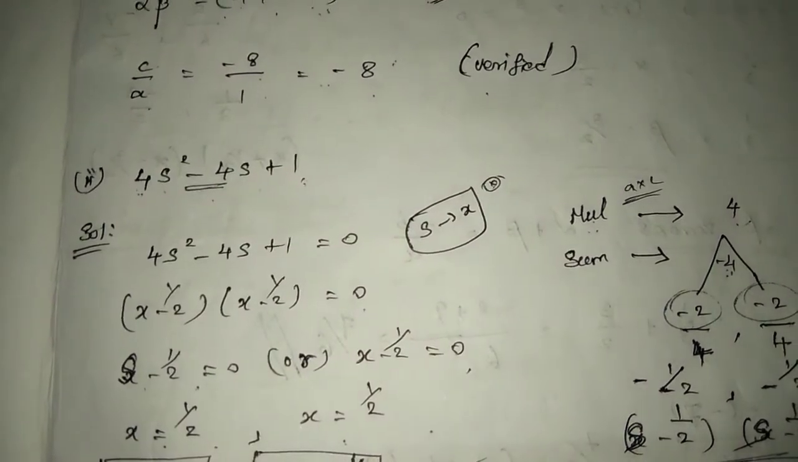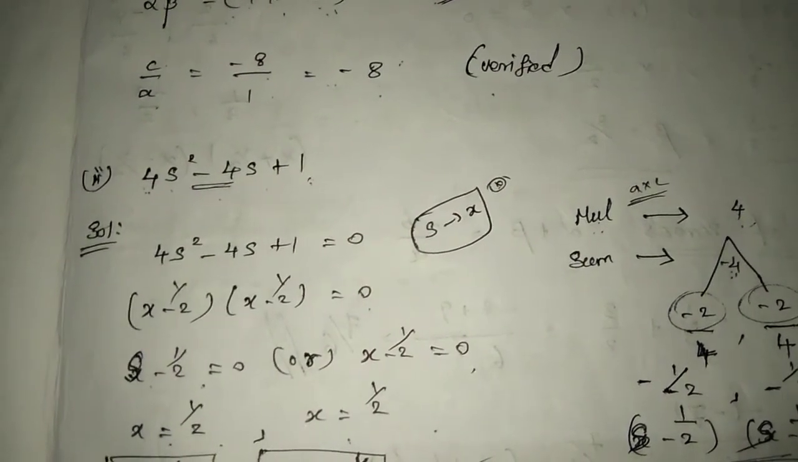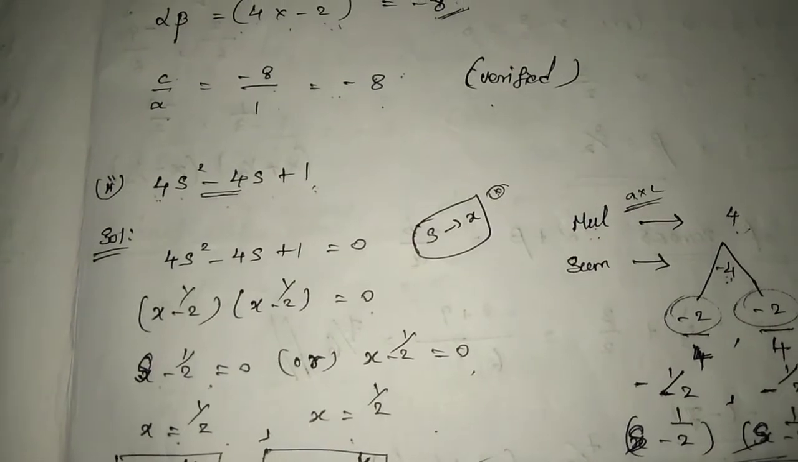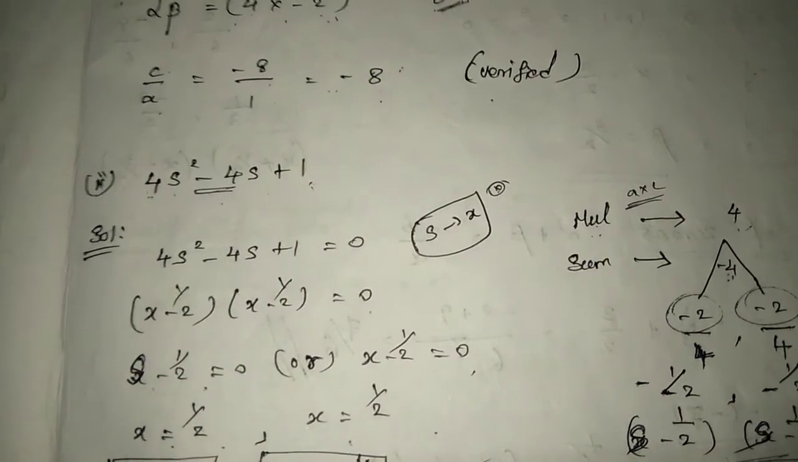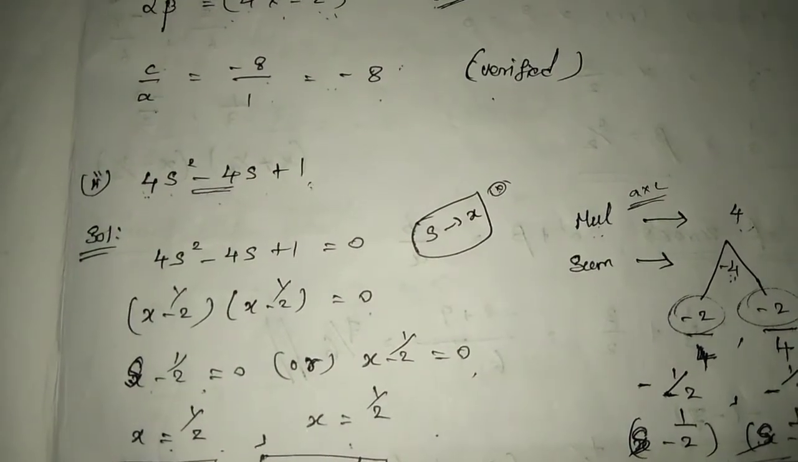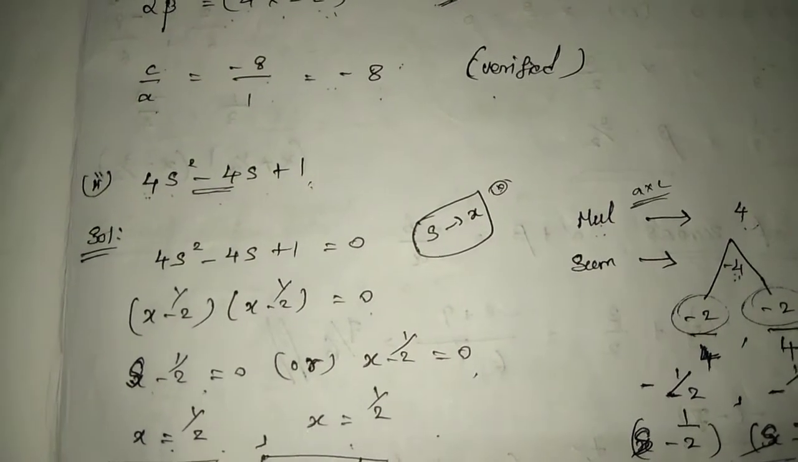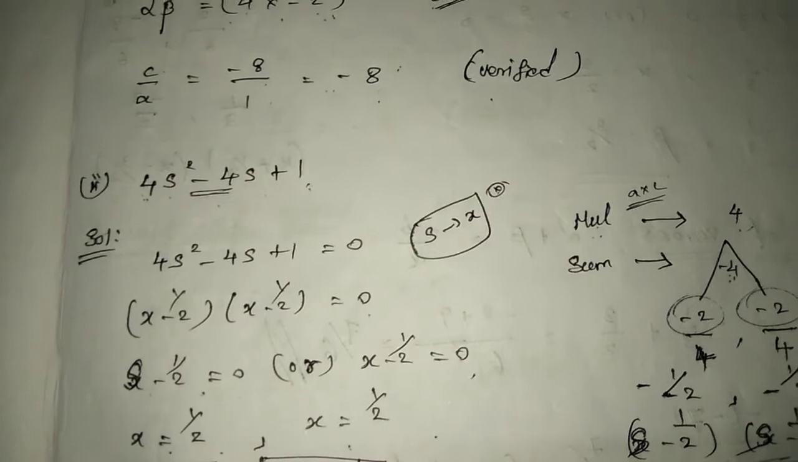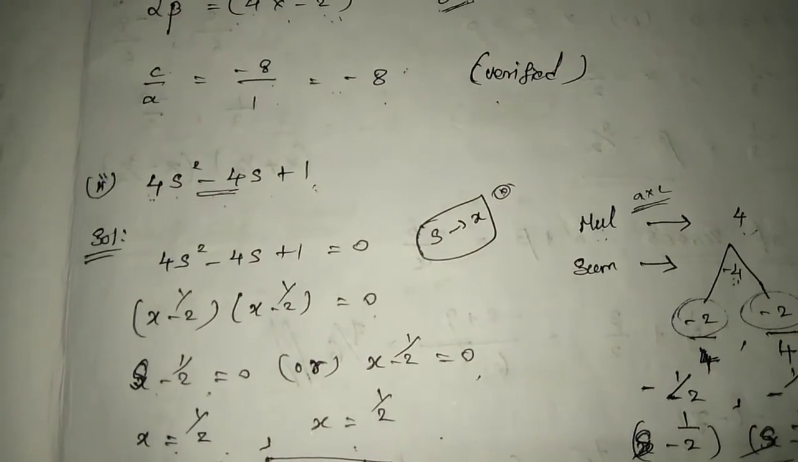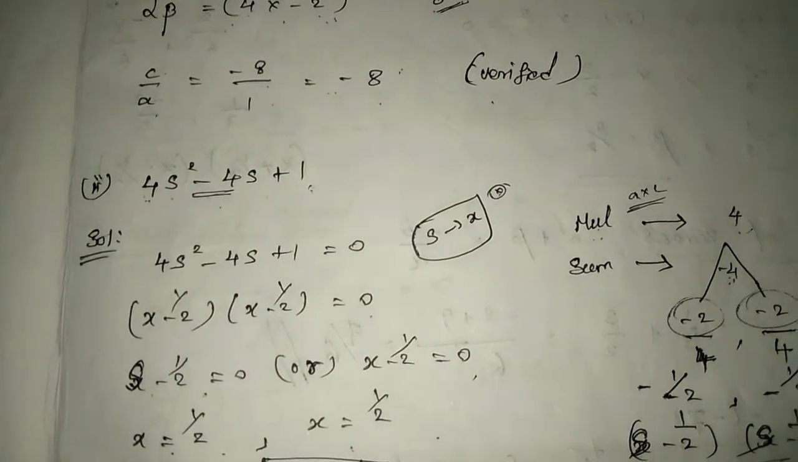When we multiply the two numbers we get 4, and the sum of the two numbers is minus 4. What are the two numbers? Here it is minus 2 and minus 2, because minus 2 into minus 2 is plus 4, and minus 2 plus minus 2 is minus 4, right? Are you clear? So we found the numbers.